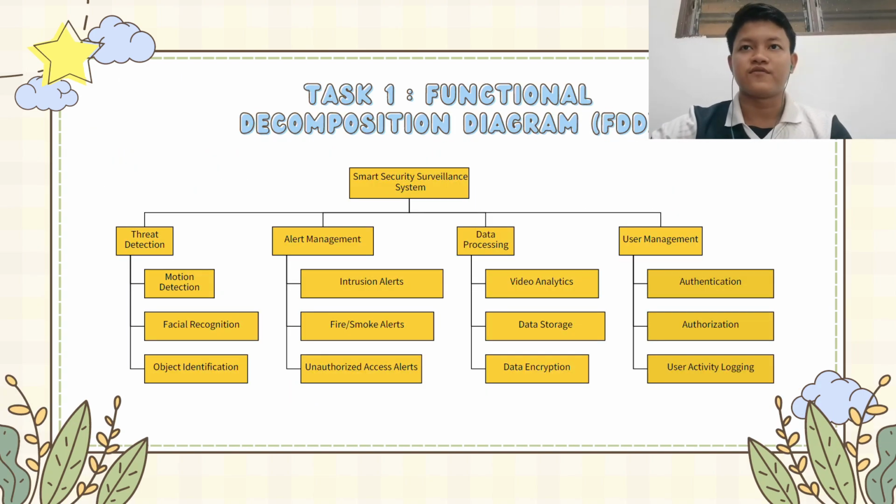Now we go to task 1, functional decomposition diagram (FDD). The title is Smart Security Surveillance System, which has 4 sections: threat detection, alert management, data processing, and user management. For the threat detection section, they have motion detection, facial recognition, and object identification. Next is the alert management section. These have intrusion alerts, fire or smoke alerts, and unauthorized access alerts.